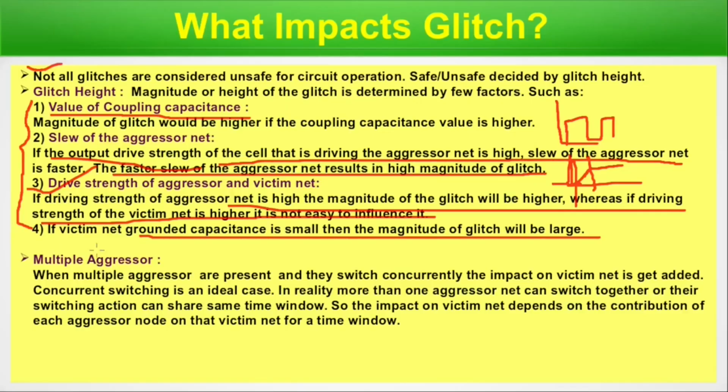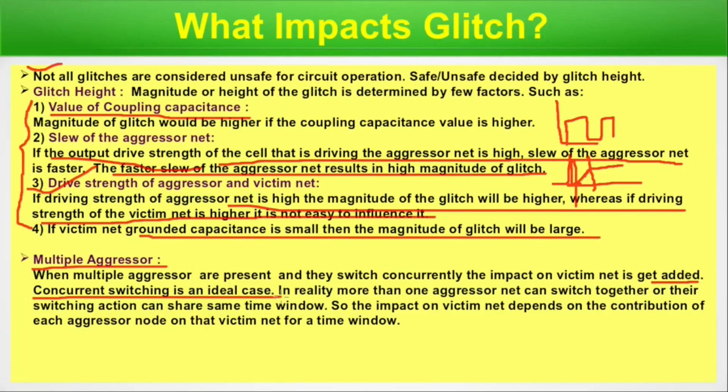Now, what will happen if multiple aggressors are present? When multiple aggressors are present and they switch concurrently, the impact on the victim net gets added. Suppose there are multiple aggressor nodes impacting one victim net. Now, concurrent switching is an ideal case. All the nets are switching at the same time.